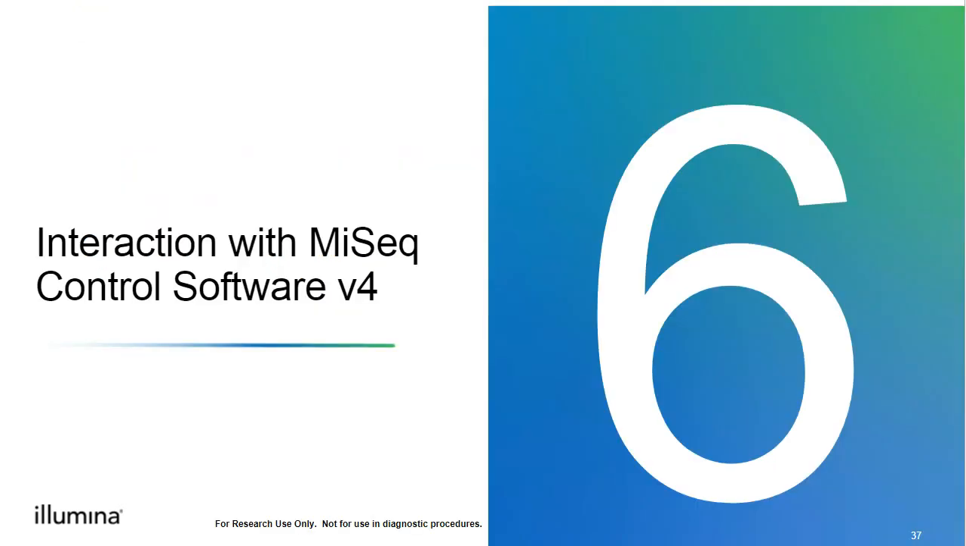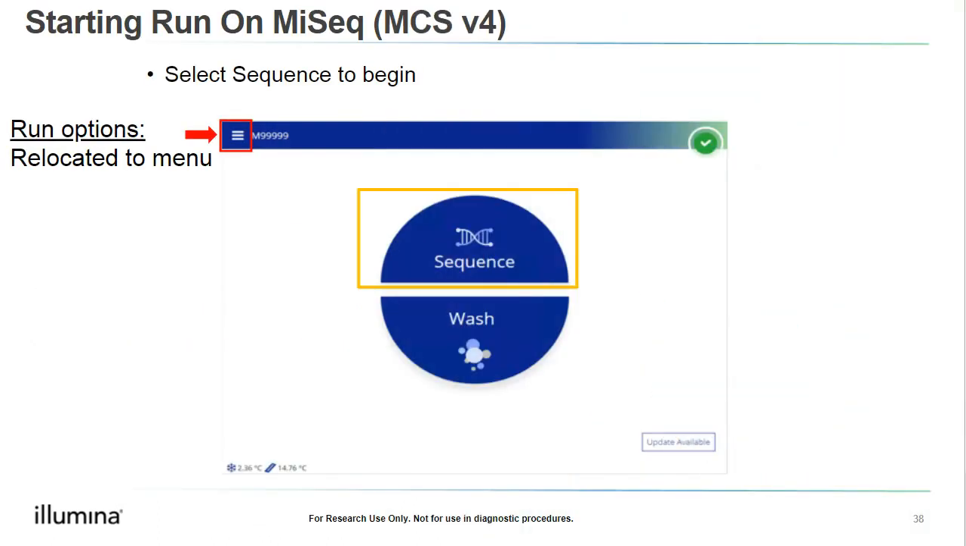So we've talked about how you actually set up runs. Let's look at how you start your run once you're ready to sequence. So when you start up MiSeq Control Software version 4, you'll note that it looks a little different from version 3 or version 2, but does look very similar to some of our other Windows 10 instruments, such as the NovaSeq or the MiniSeq that's been updated to version 2.